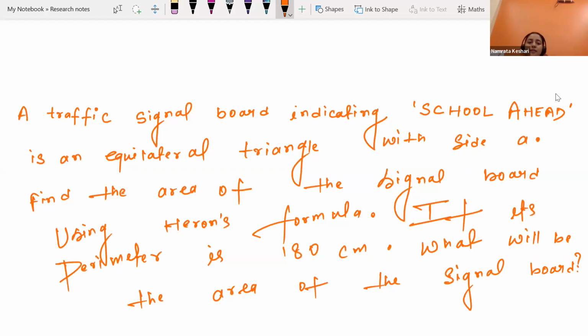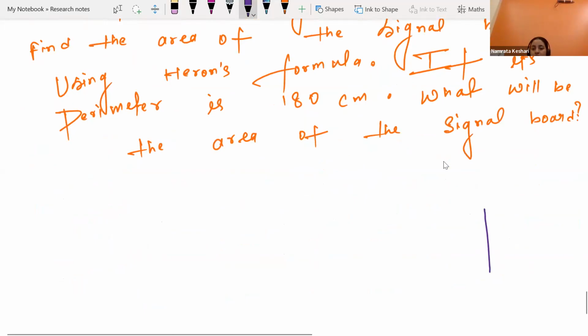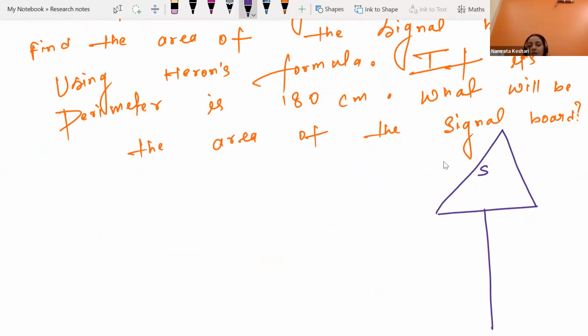Okay, let's see what the question says. A traffic signal board indicating school ahead is an equilateral triangle. You must have seen such an equilateral triangle board where it is written like this, school ahead. Why is it written like this? Because we have to slow down and be careful if we are going by car. Any student can come suddenly.